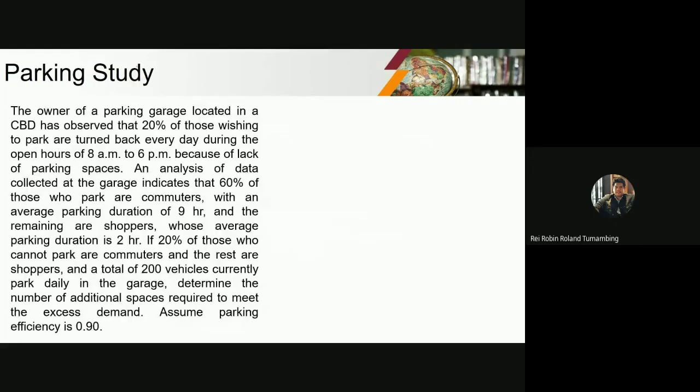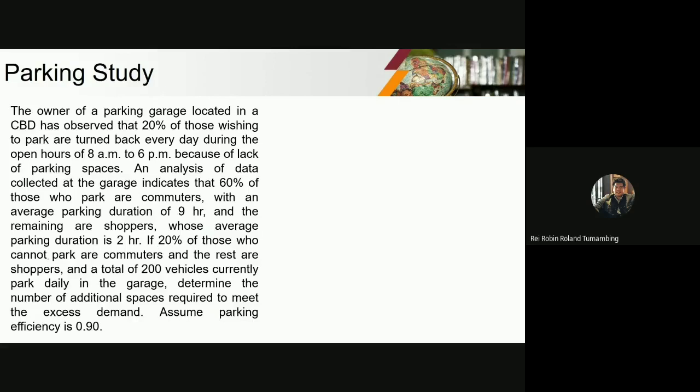The owner of a parking garage located in a central business district has observed that 20% of those wishing to park are turned back every day during the open hours of 8 a.m. to 6 p.m. because of lack of parking spaces. An analysis of data collected at the garage indicates that 60% of those parked are commuters with an average parking duration of 9 hours. And the remaining are shoppers whose average parking duration is 2 hours.